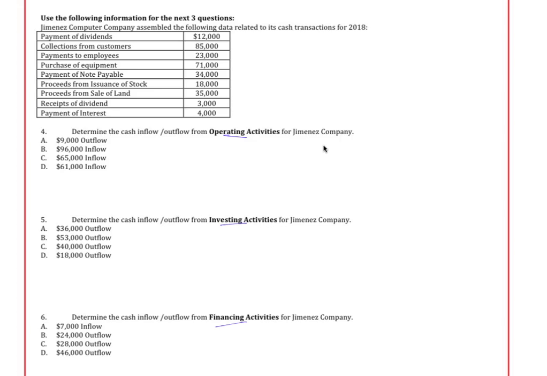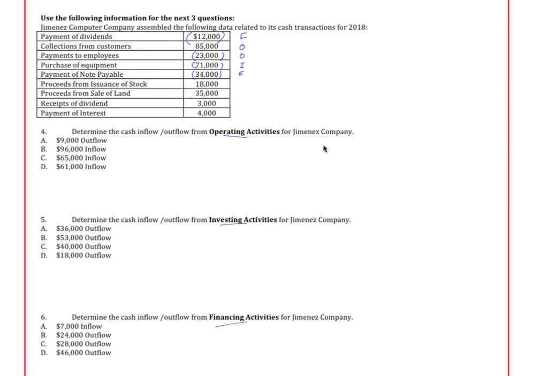So payment of dividends is of course an outflow, and that's going to go in the financing section. Collections from customers is an operating cash flow, that's an inflow. Payments to employees is an outflow, which is going to go in the operating section. Purchase of equipment is an outflow, that's going to go in the investing section. Payment of note payable, so that's a repayment of note which had previously been borrowed, so that's a financing activity, and it's an outflow.